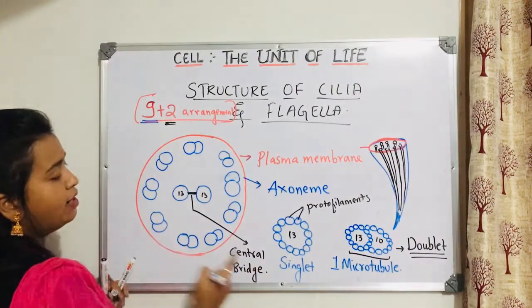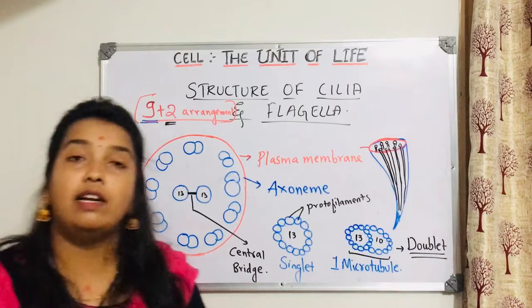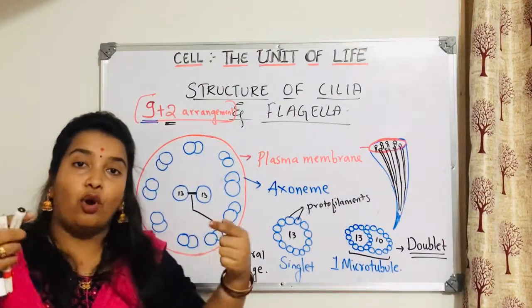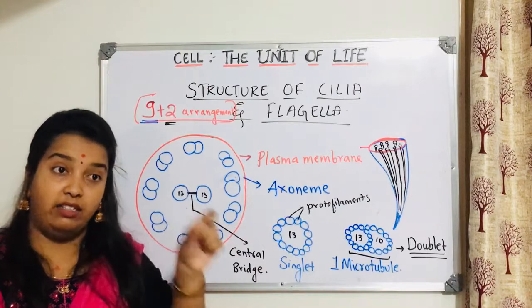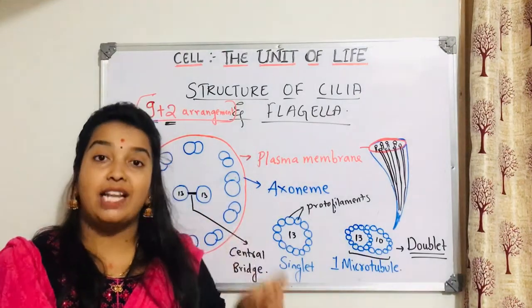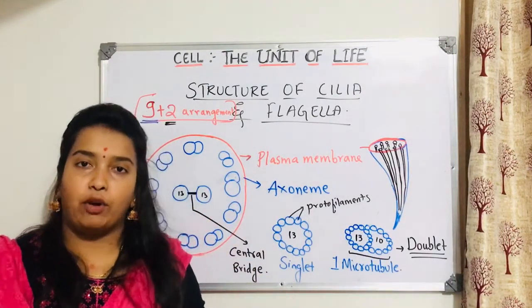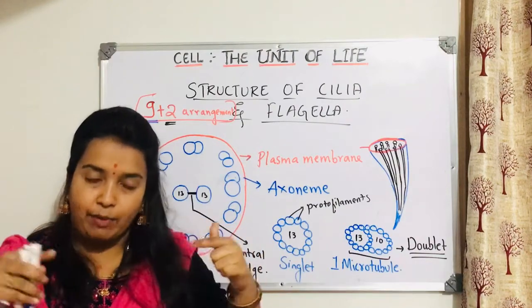What is it called? Central bridge. What is the function of the central bridge? It joins the two microtubules which are present at the center, which are singlets. Singlet microtubules: there are 2, which are connected by a central bridge.